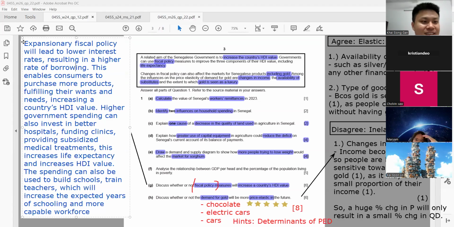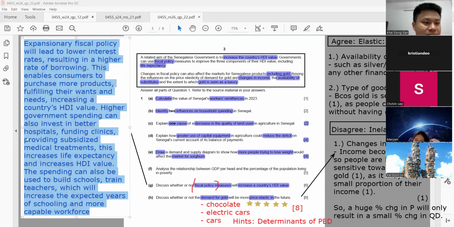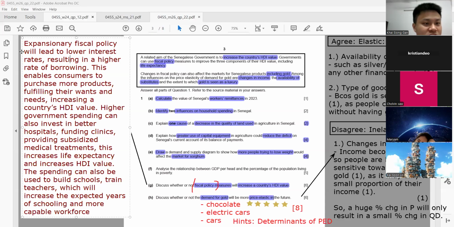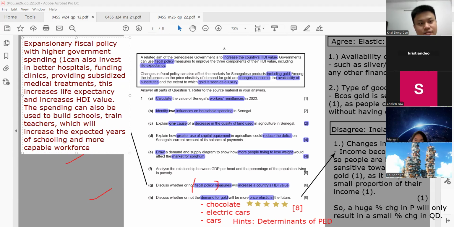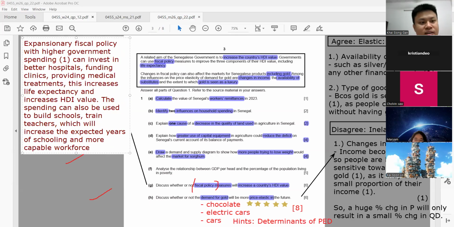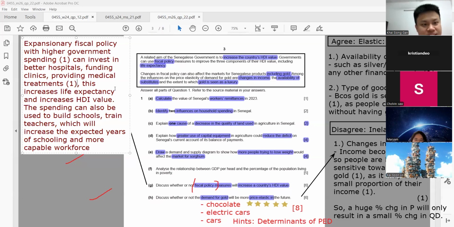Okay, so we use Cindy's answer as a template. I put it into black. I put brown. Okay, change a bit. So when we talk about expansionary fiscal policy, with higher government spending. Like this. One mark. Can invest in better hospital funding, clinics, providing medical treatment. Okay, better, correct. This increases life expectancy. Very good.